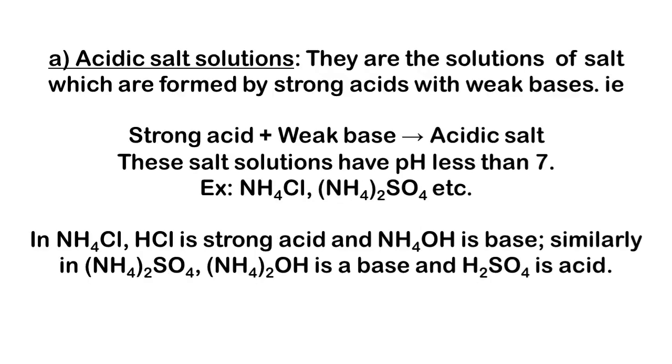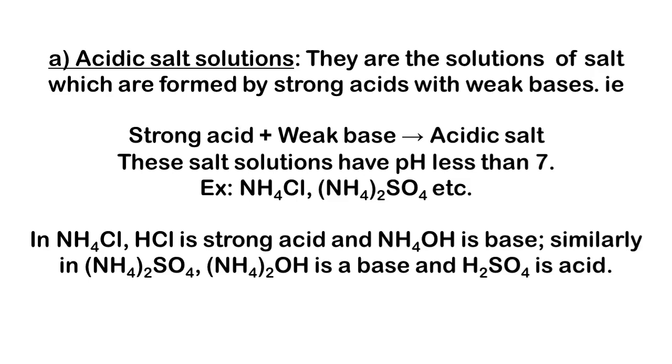Acidic salts are those salts whose pH value is less than 7, and these salts are formed by the combination of a strong acid with a weak base. When any strong acid combines with a weak base, it forms what we call acidic salts. The example we can give for this is ammonium chloride. Let us take an example of ammonium chloride now.